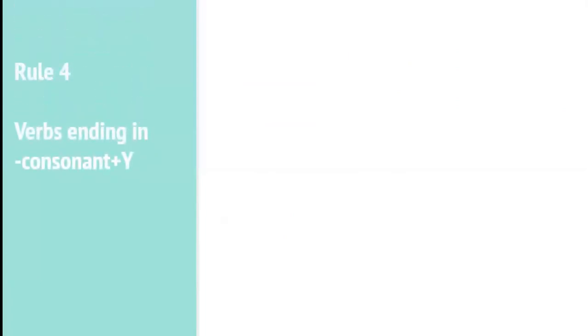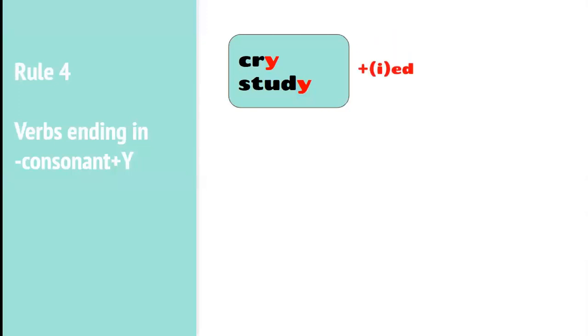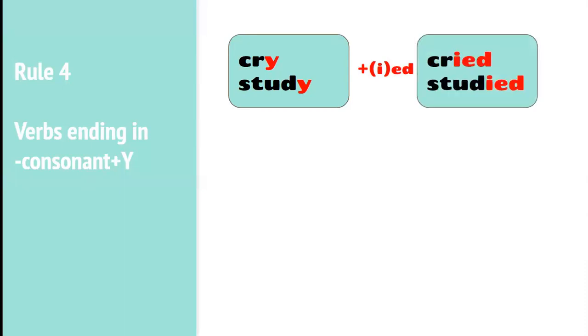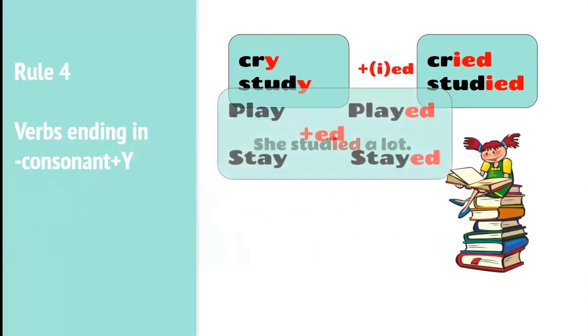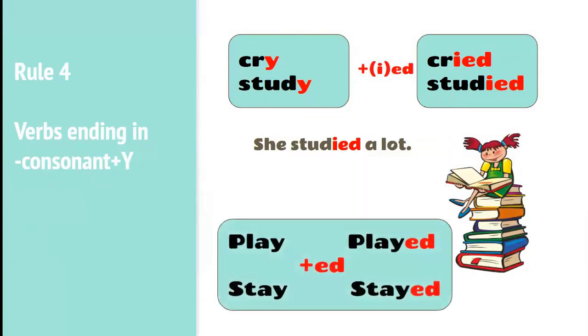And verbs ending in consonant plus y, for example, cry, study. Y changes into I and adds ed. Cried, studied. She studied a lot. But let's look at play and stay. These verbs end in vowel plus y, so that's why y doesn't change. Just add ed: played, stayed.